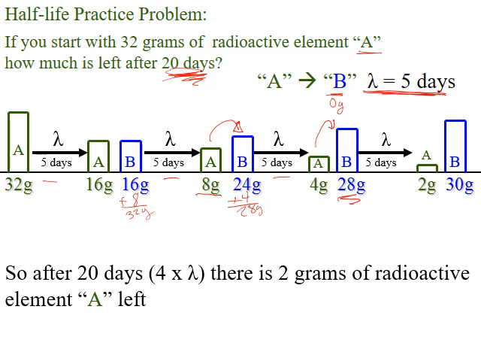So, a full answer in 20 days or 4 half-lives: there's only 2 grams of radioactive element A left and 30 grams of B. To be truly complete, you'd have to answer how much of the stable form there is. But notice, nothing disappears. Nothing truly vanishes.